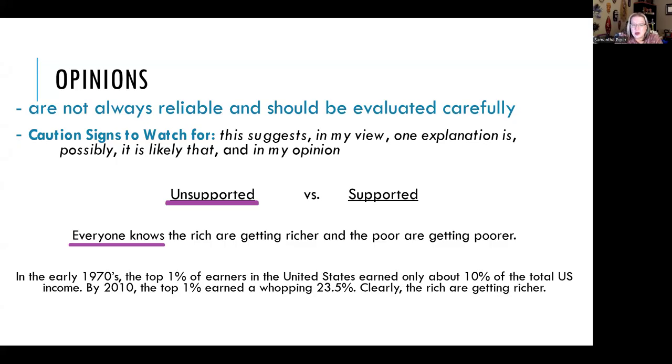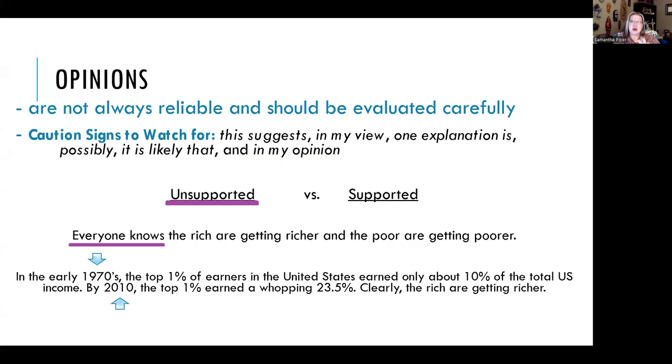Here's another example, though. In the early 1970s, the top 1% of earners in the United States earned only about 10% of the total US income. By 2010, the top 1% earned a whopping 23.5%. Clearly, the rich are getting richer. And who knows what the percent would be today, right? We could look that up, though.